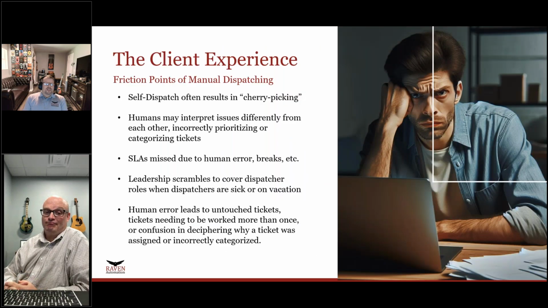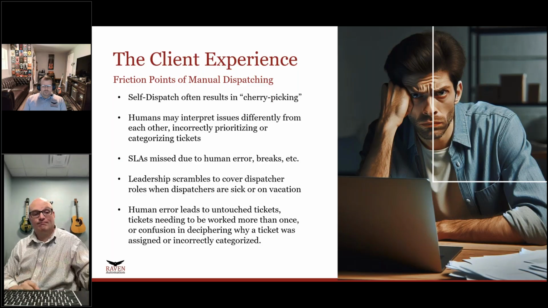So let's talk about the client experience. This is really what matters the most. And dispatching and triaging tickets is the first step in the client experience process. So we always want to make sure that we're removing friction points wherever possible. So talking through some of that, one of the challenges that you have with self-dispatch, I've seen this time and time again in previous MSPs that I personally worked for: technicians would cherry pick tickets.